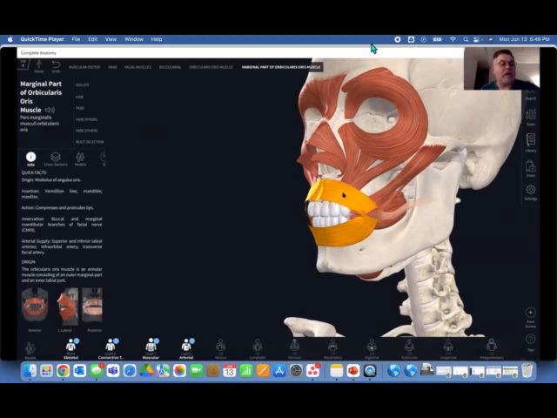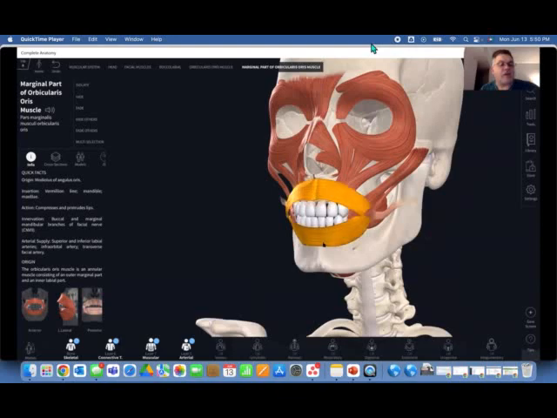Here, the origin is the modiolus of the angulus oris. It inserts into the vermilion line and the mandible and the maxilla. Basically its action is that it compresses and protrudes the lips. It's the lip muscle.